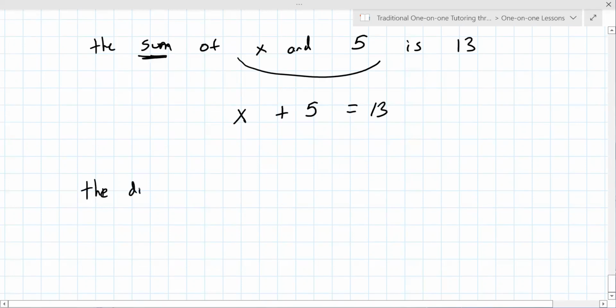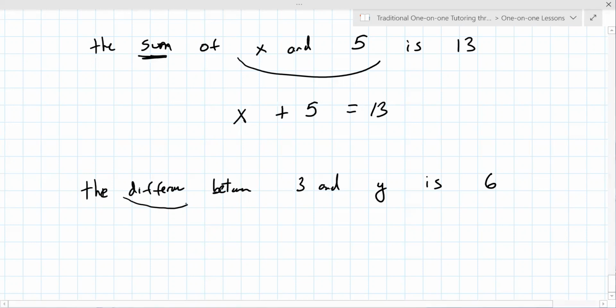The difference between 3 and y is 6. What math operation goes along with the word difference? Subtraction. Yes. And should you put the letter for variable first or the number first? The variable first. Yes. Subtract 3. And then what math symbol goes along with the word is?